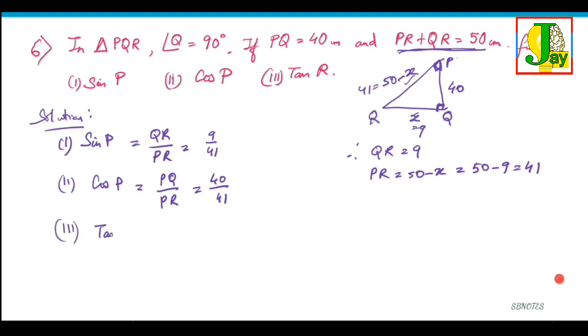The last one is tan R. Now you need to change the angle. So R is here. For R, tan is opposite by adjacent. So for tan of this angle R, opposite is PQ and adjacent is QR. So PQ by QR, that's 40 by 9.